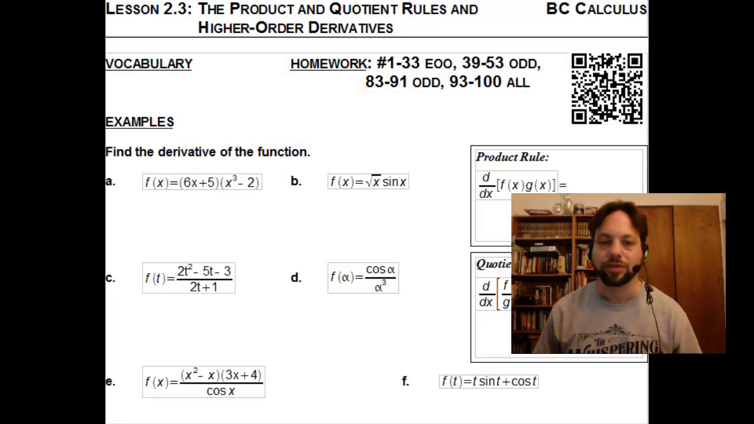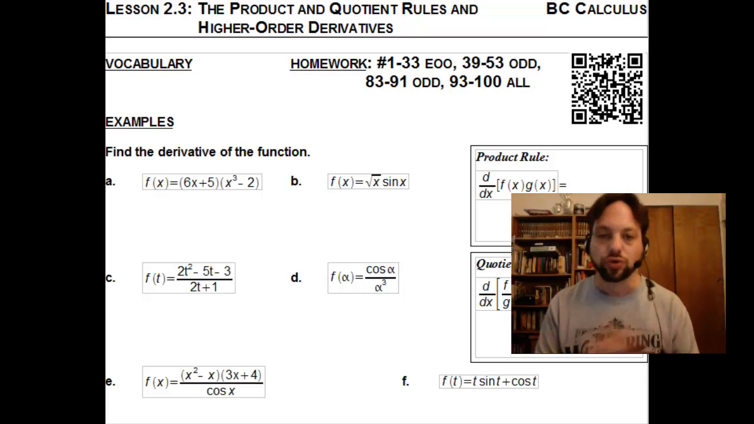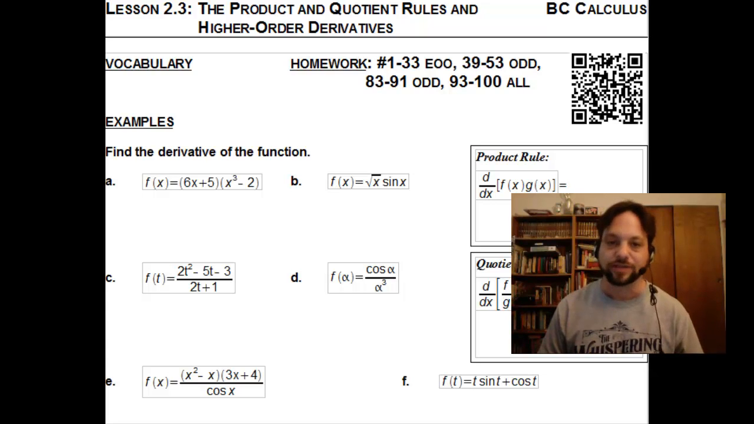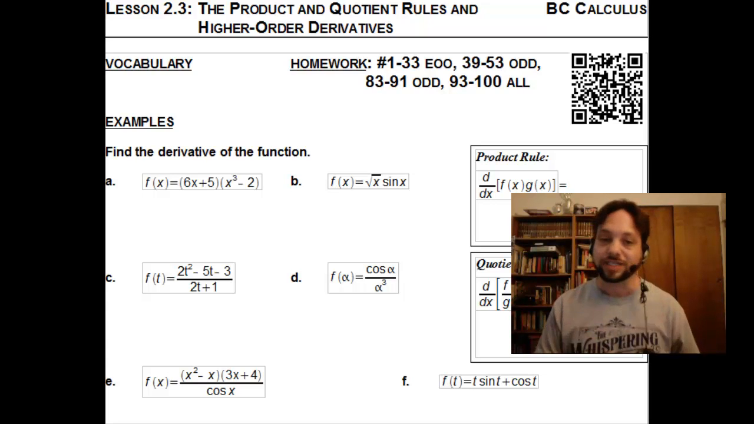In Lesson 2.3, the product and quotient rules and higher order derivatives, we'll be talking about two more crucial derivative rules that we haven't yet discussed back in Lesson 2.2. That, of course, would be the product rule and the quotient rule. After we learn about those rules, we'll apply them to a few examples, and then we'll talk about higher order derivatives. Derivatives don't have to stop after just one differentiation. We can differentiate as many times as we like, and we'll talk about that.